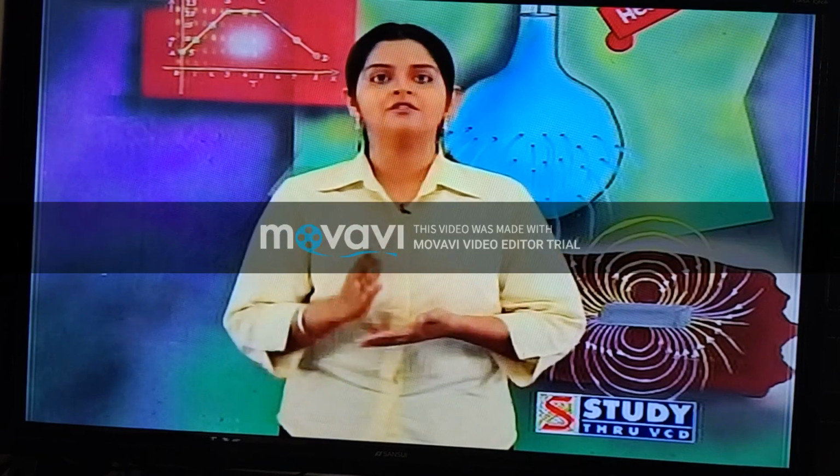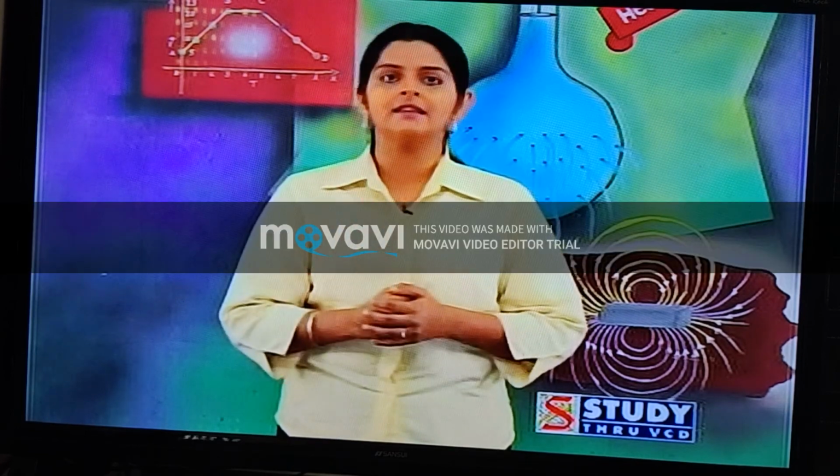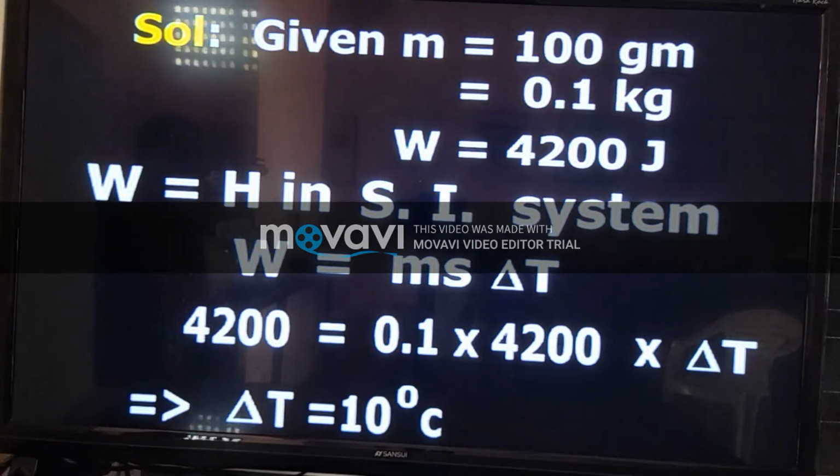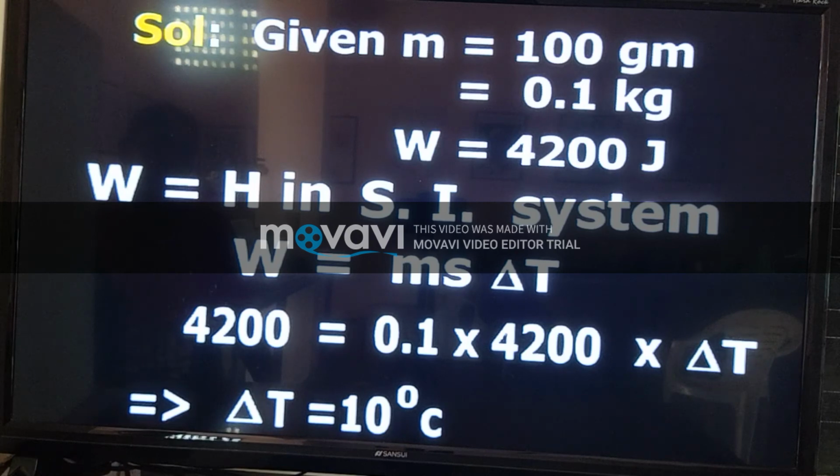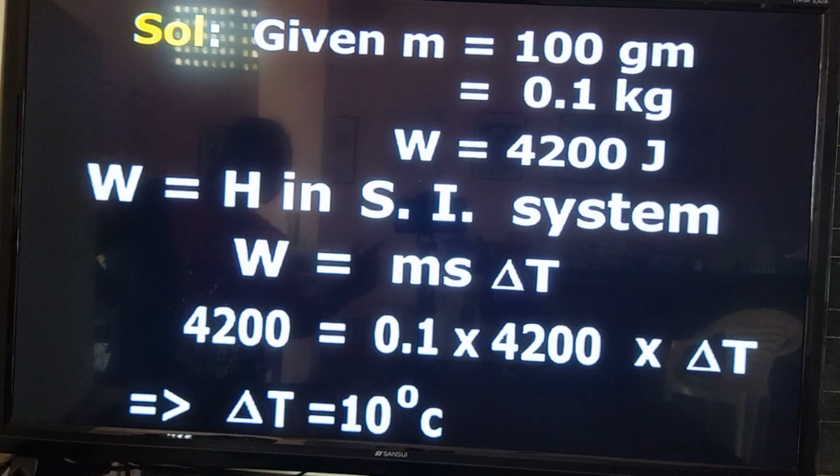2. How much will the temperature of 100 grams of water be raised by doing 4200 joules of work in stirring the water? Solution. Given m equals 100 grams, that equals 0.1 kg. W equals 4200 joules. W equals H in SI system. W equals m s ΔT. 4200 equals 0.1 into 4200 into ΔT. That implies ΔT equals 10 degrees Celsius.